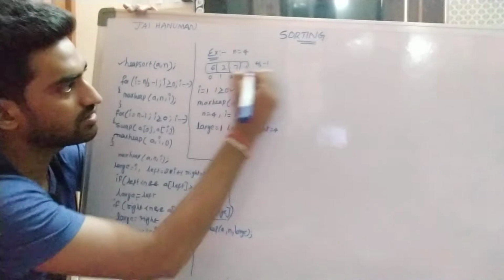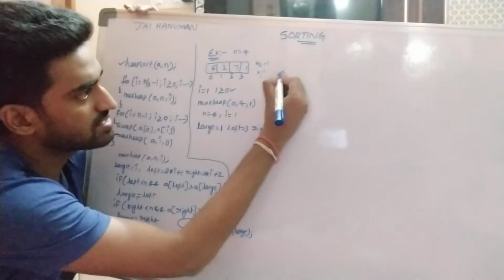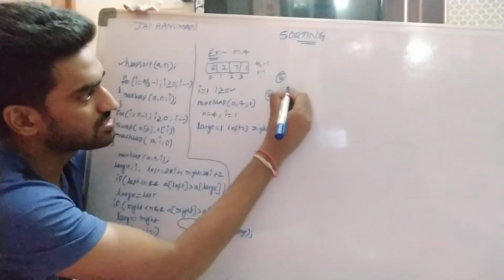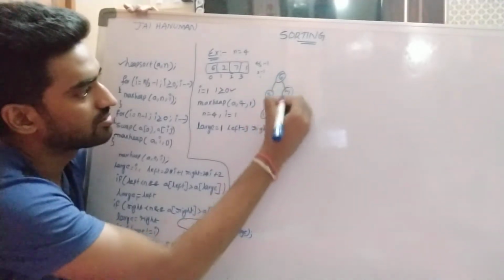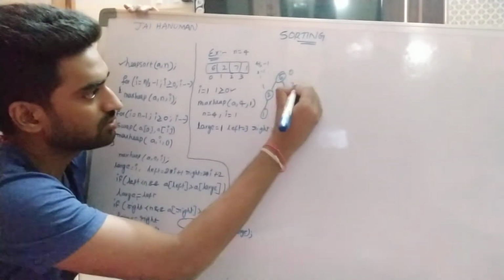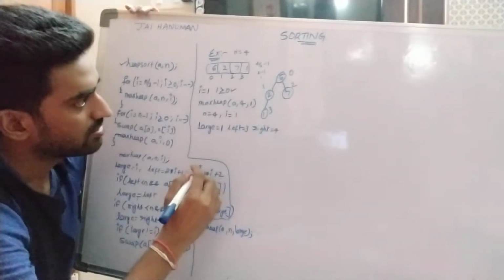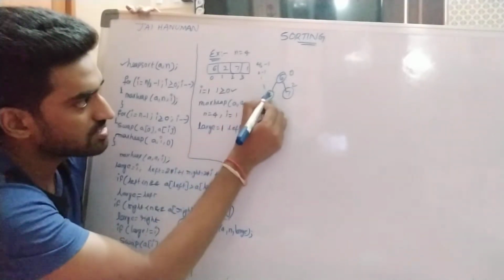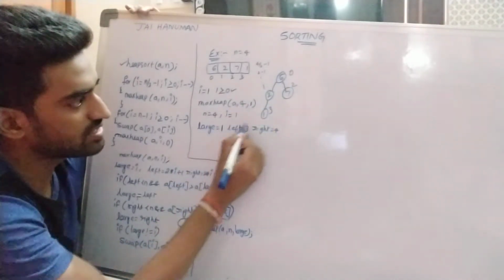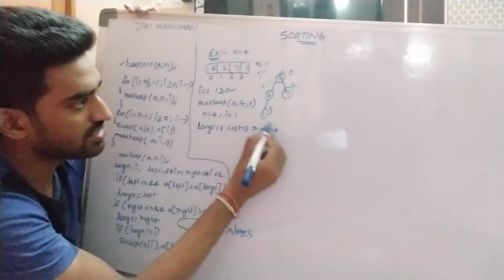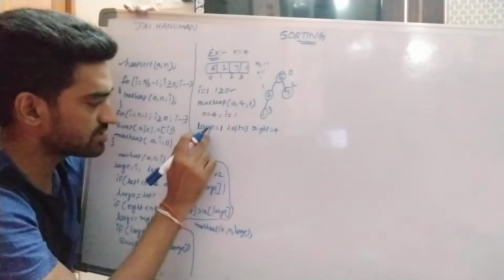First of all, what is the tree representation? 6, 2, 7, 1, and these are the indexes 0, 1, 2, 3. Right? So here large is set to 1, left is set to 3, and right is set to 4. So we have set all the values.